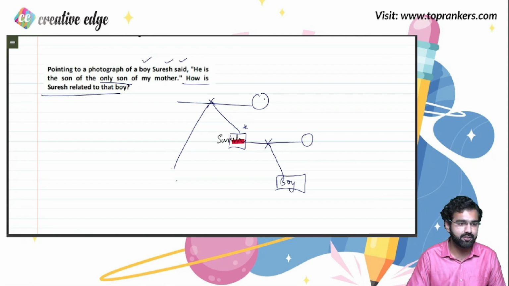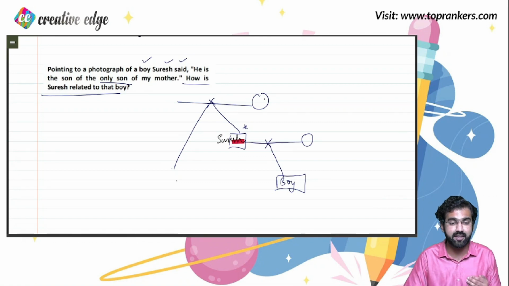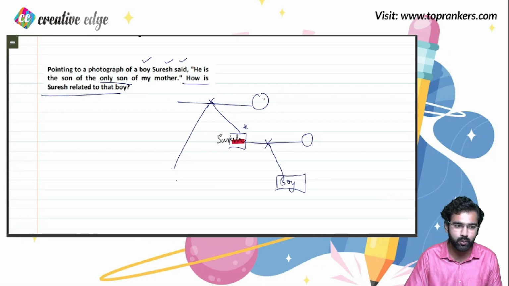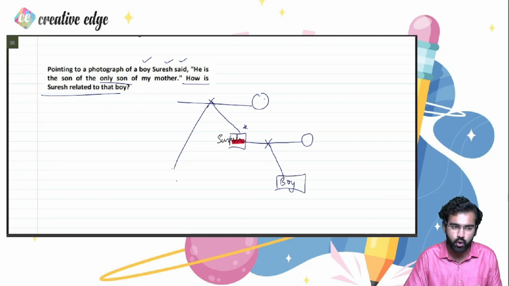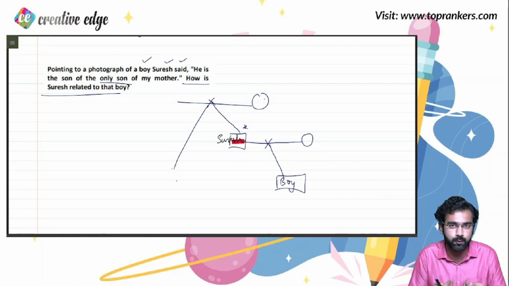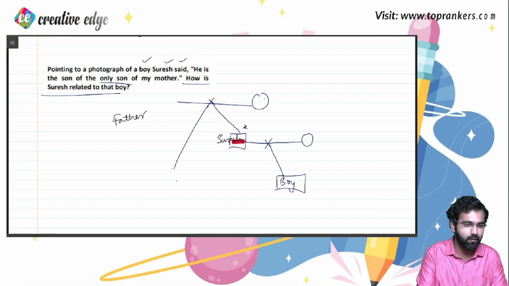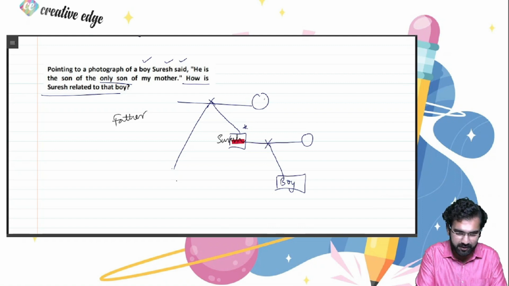Well, what are we asked finally? How is Suresh related to that boy? So put yourself into the shoes of Suresh. Suresh is no one but the father to the boy. I repeat, what are we told? Suresh कह रहा है that he is the son of the only son of my mother. तो मेरी mother का इकलौता बेटा मैं खुद हूँ and मेरा बेटा is this boy. So Suresh happens to be the father. So the answer to this question is clearly father. I hope you have gotten clarity on how you should approach these kinds of questions.